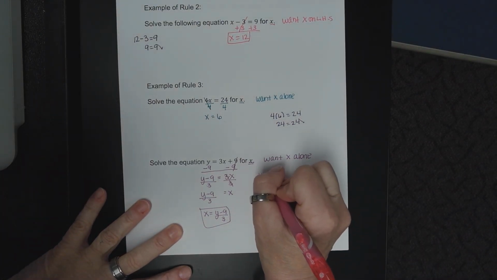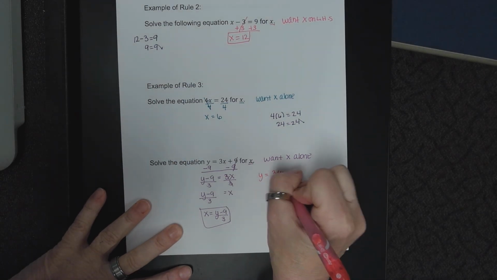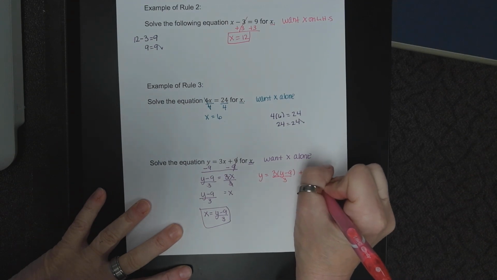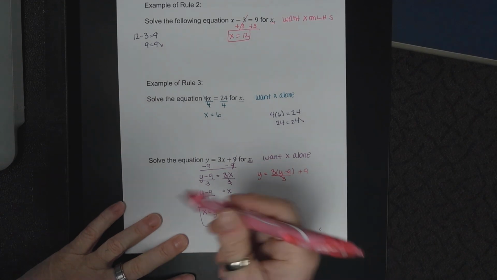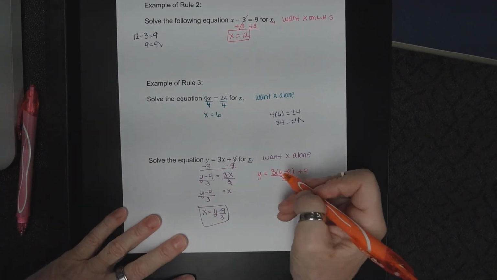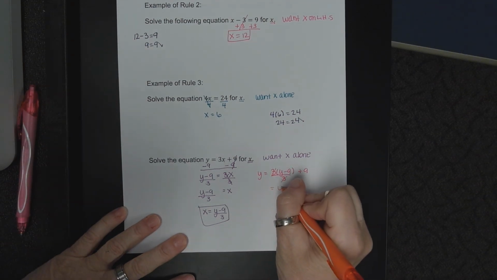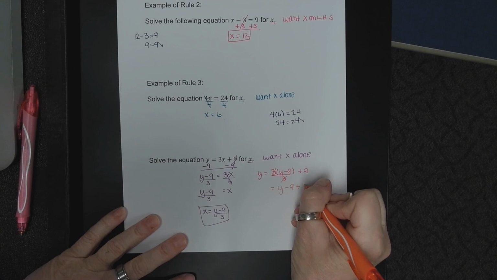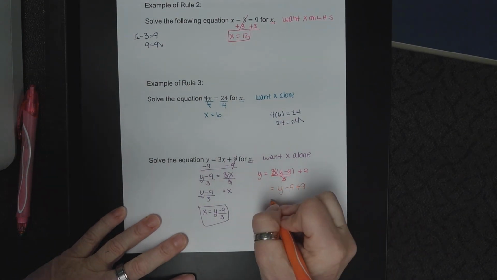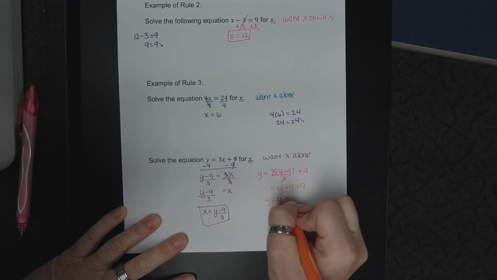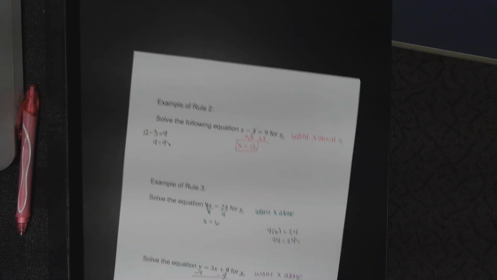So if we say y equals 3 times y minus 9 all over 3 plus 9, looky here, we can cancel the 3's to start with, right? So this is going to leave us y minus 9 plus 9. Well, this is going to be 0, right? So this equals y. So y equals y, and that's a true story. So that one's correct too. Okay.